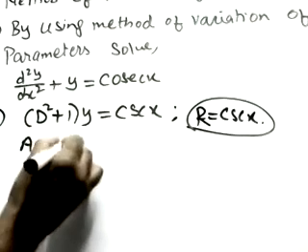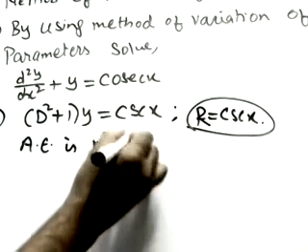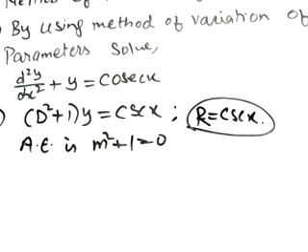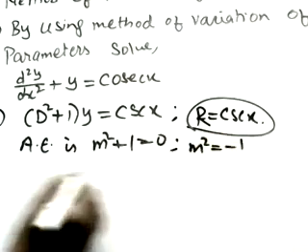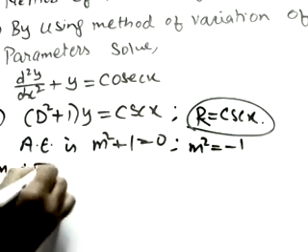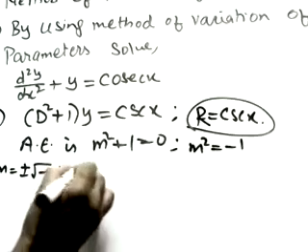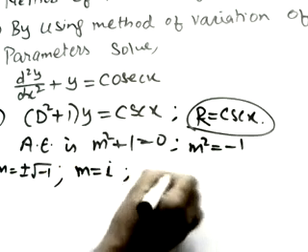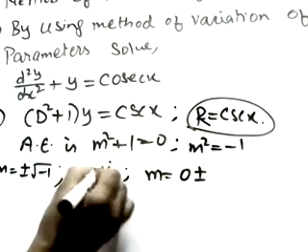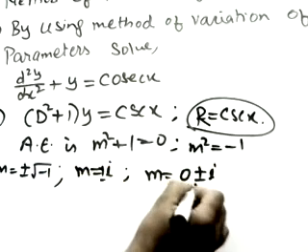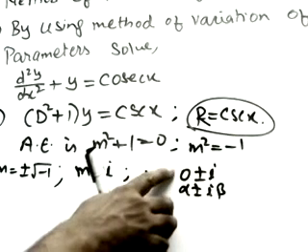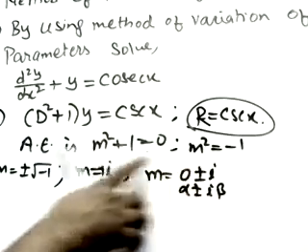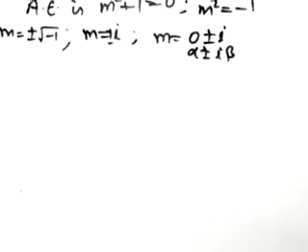Now first let me start with the auxiliary equation: m square plus 1 equals 0. You can solve this directly from the calculator, or bring this 1 here, so m square equals minus 1, m equals plus or minus root of minus 1. Root of minus 1 is nothing but i, so m equals 0 plus or minus i. This is like alpha plus or minus i beta. Alpha is 0 here, compare it, and beta is 1.